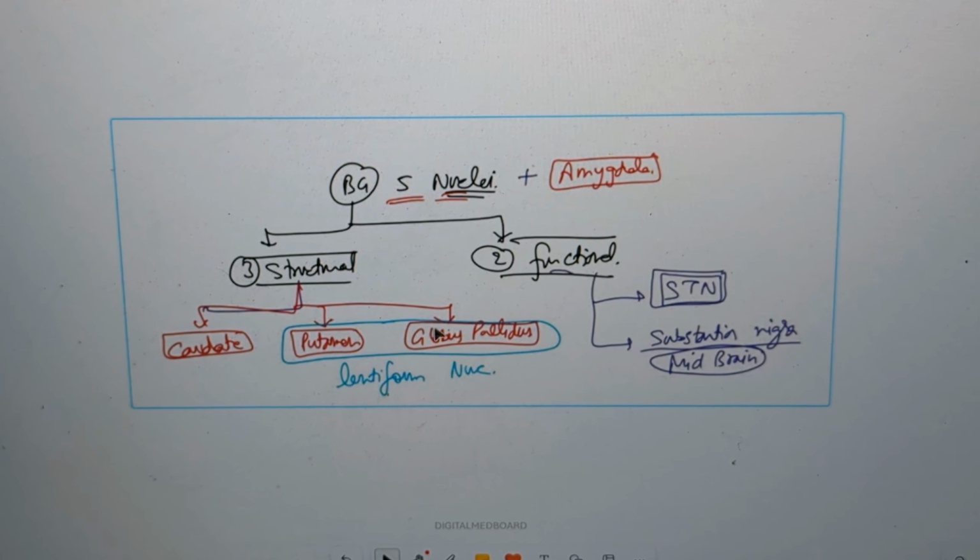The putamen and globus pallidus together form the lentiform nucleus. Next, functional nuclei consist of subthalamic nucleus and substantia nigra located in the midbrain. The amygdala is a part of both limbic system and basal ganglia.